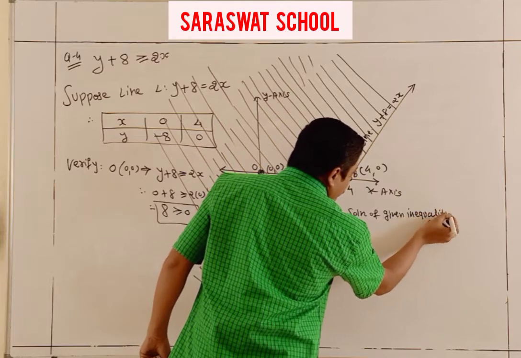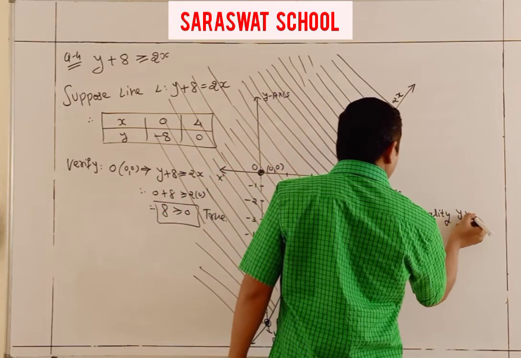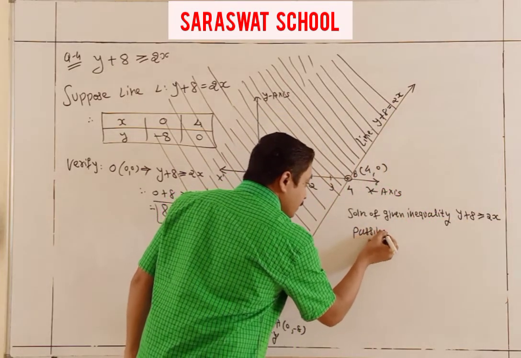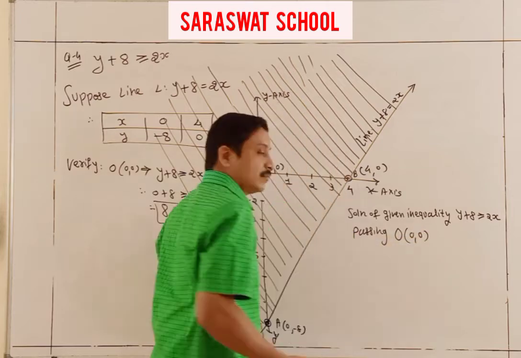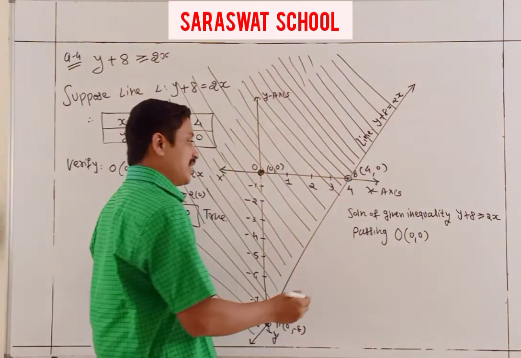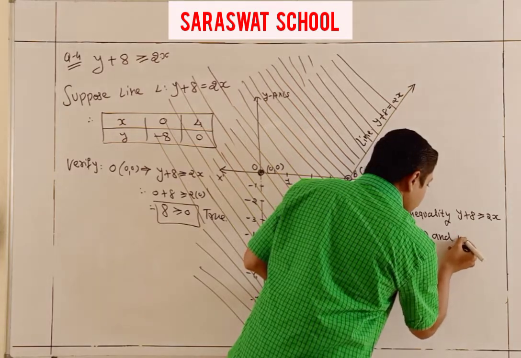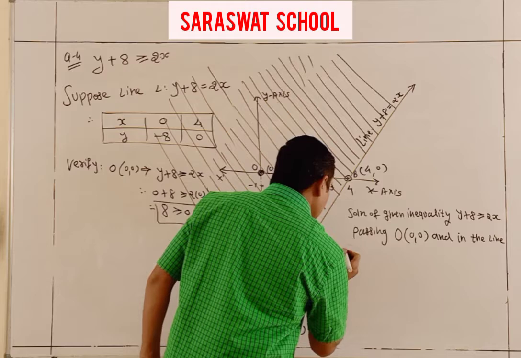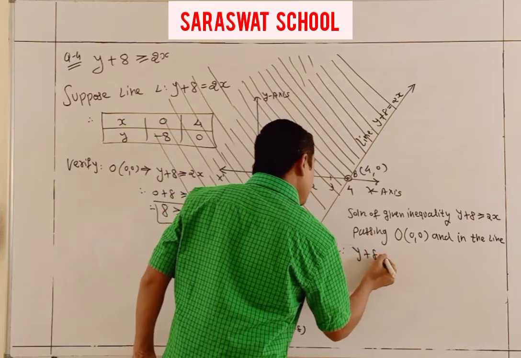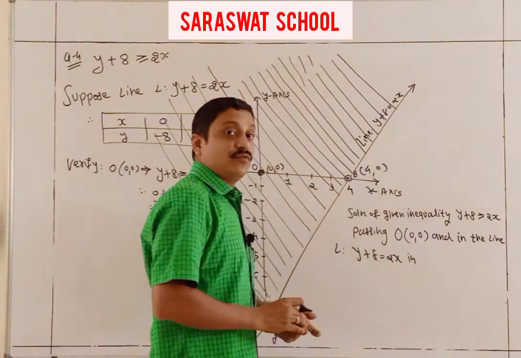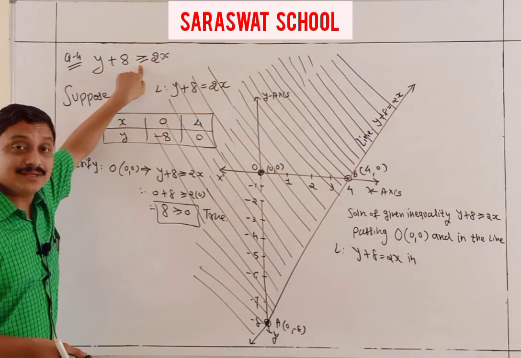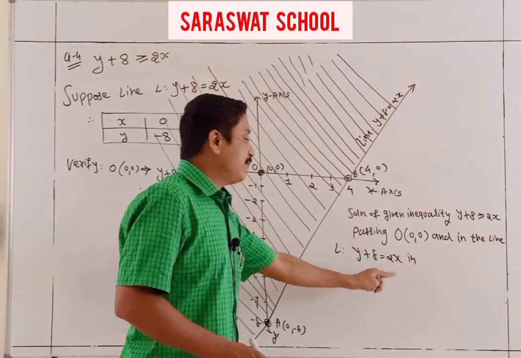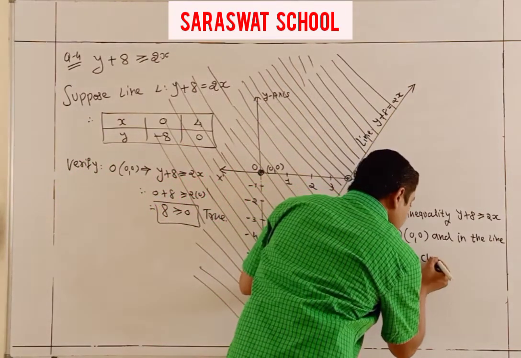Last, write down the solution of the given inequality. What is the inequality? y plus 8 greater than or equal to 2x, passing through 0, 0. Must write down this point. And in the line, my line L is y plus 8 equal to 2x. In which side are they going? Greater than or equal to, in the upper half plane. Yes, in the closed form. So y plus 8 equal to 2x in the closed half plane.